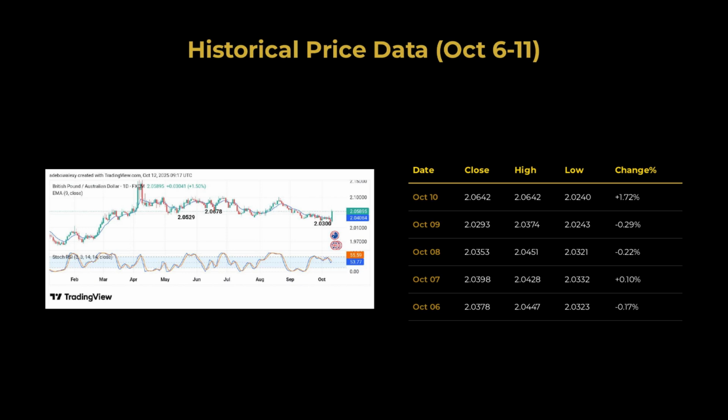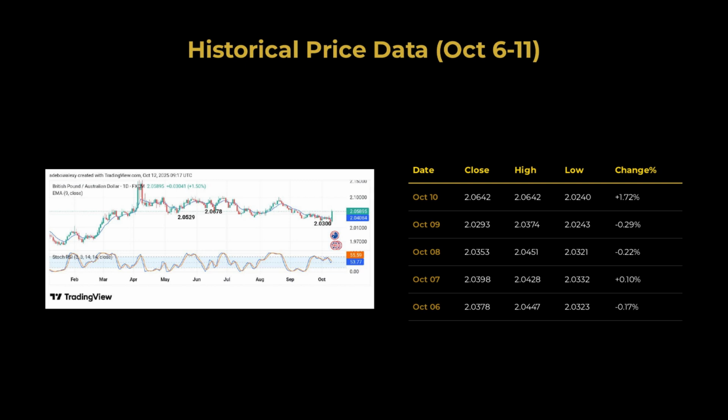During our analysis period from October 6th to 11th, GBPAUD displayed notable volatility with an overall upward trajectory. October 10th was the most significant day, with the pair surging 1.72% to close at 2.0642, marking both the period's highest and lowest points with a range from 2.0240 to 2.0642. This dramatic intraday movement of over 400 pips signals strong market activity.